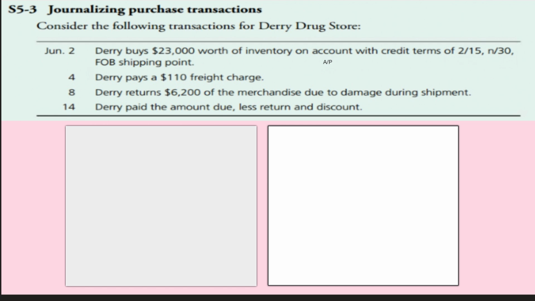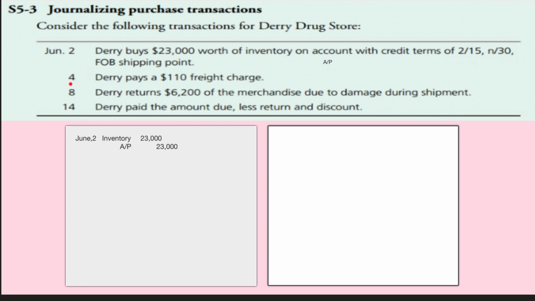Okay, so for now, this transaction, I bought inventory. So this is an asset account. It increased, so it's gonna go to the debit side. On account, it means I will pay money later, so my liabilities went up. Liabilities increase in the credit side. And the amount is 23,000. Okay, so it's gonna look like this. Inventory in the debit side, and the second line, you leave a space for the account in the credit side. And the amount in the debit should equal the amount in the credit. Okay, so let's go to the next one.